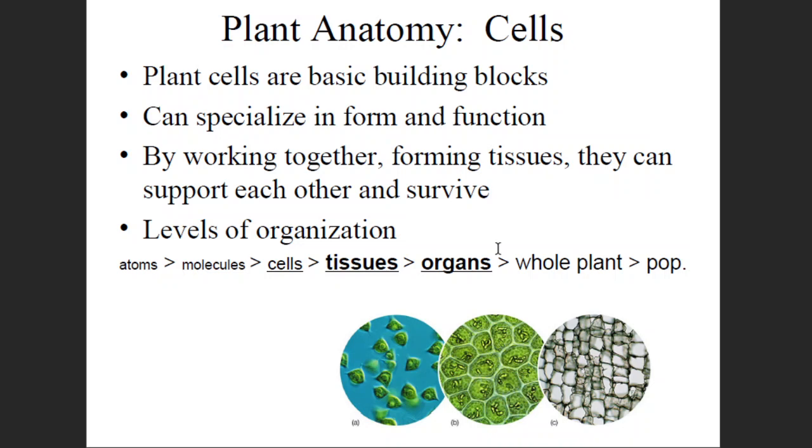So plants, or the cells, can specialize in form and function. In form, they can acquire a particular structure or a particular shape, and likewise they can acquire a particular function. By working together, these cells can form a tissue, and they can support each other, and they can survive.